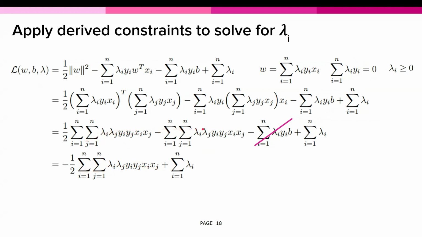So putting these two together, we arrive at an expression that's fully in terms of the Lagrange multipliers and the data points. The objective is now to maximize the dual Lagrangian with respect to these Lagrange multipliers, subject to the constraint that the Lagrange multipliers must be non-negative.